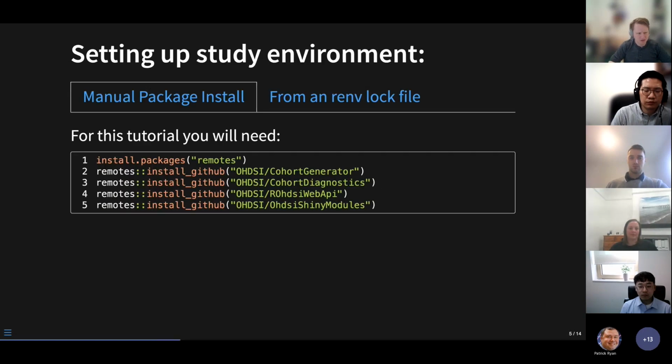The first step after having your R environment set up is to install the required packages. We do that with another package called Remotes, which allows us to install from our GitHub repositories. In this tutorial, you'll need to install Cohort Generator, Cohort Diagnostics, and our OHDSI WebAPI package, which is how you will connect to Atlas and quickly and easily download cohort definitions. And you can do this in a reproducible, repetitive manner.